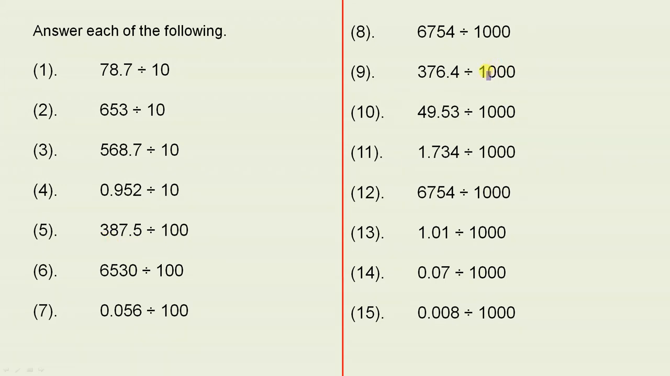If you're dividing by 1,000, focus on the number here, look where the decimal is, and you move the decimal point 1, 2, 3 places to the left. And that is the basic rule. So it depends on how many zeros there are. 1 place to the left, 2 places to the left, 3 places to the left, etc. If you have 4 zeros, you move 4 places to the left, and so on.